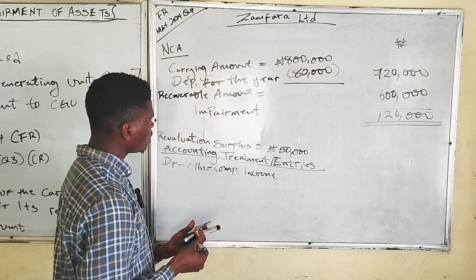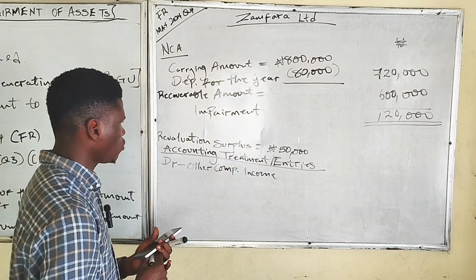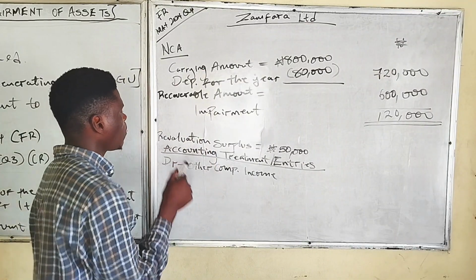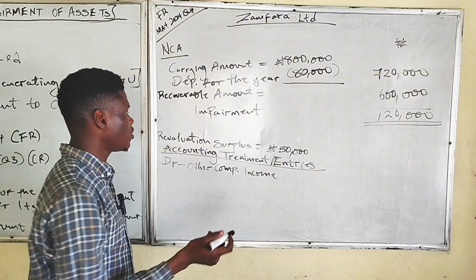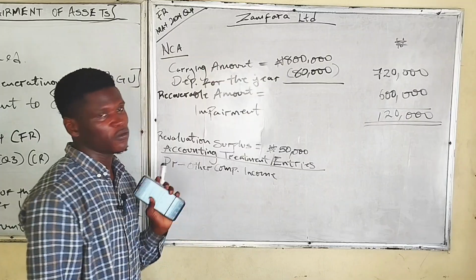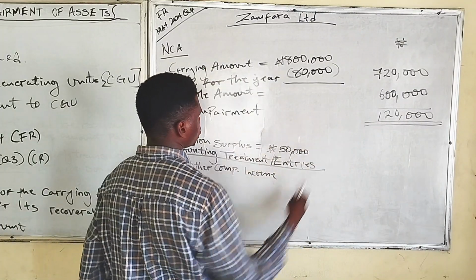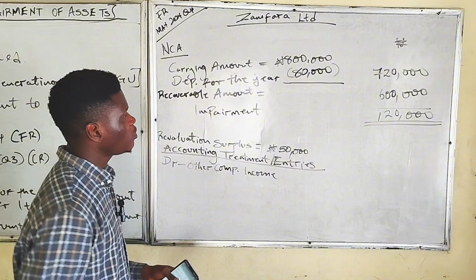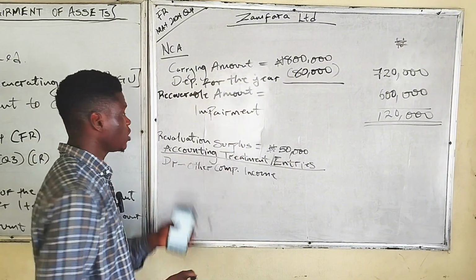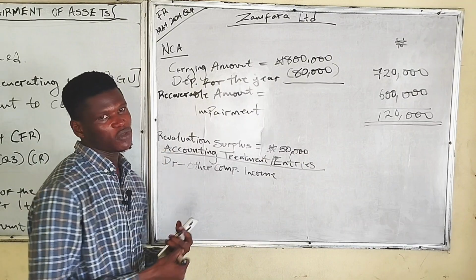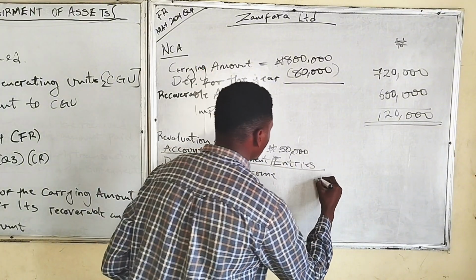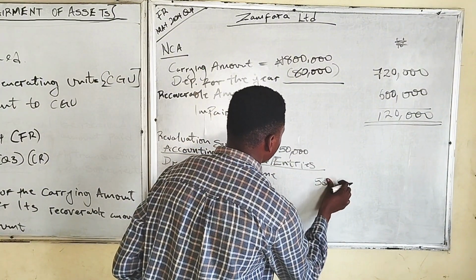With how much now? Since there's a previous revaluation surplus of 50,000 on this same asset, on this total non-current asset, it was not even given specifically. So the total non-current asset had a previous revaluation surplus of 50,000. Then we now have an impairment loss in the year of 120,000. We cannot charge the whole 120,000 to other comprehensive income because the previous revaluation surplus was just 50,000. So we can only take it to the tune of what it has previously. So what we are debiting to OCI is 50,000.